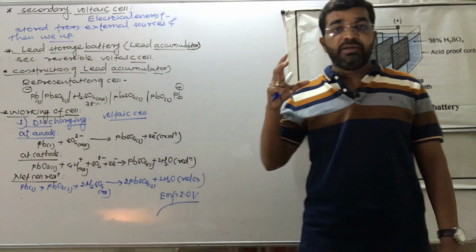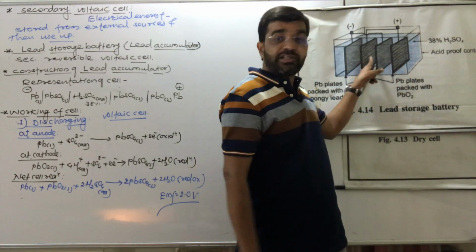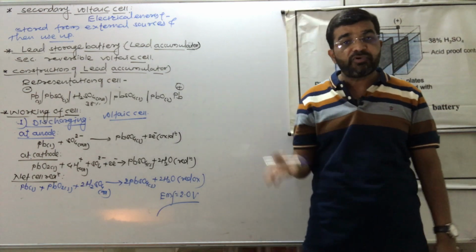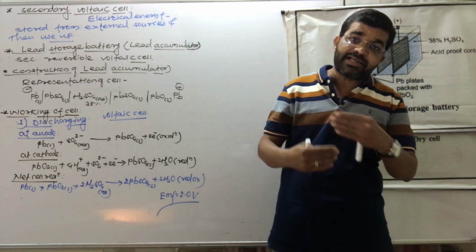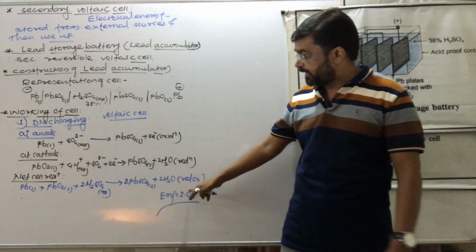EMF of the lead storage battery of one cell is 2 volt. Here how many cells? 2 cells. One pair, second pair. So that is the 4 volt. So if you multiply the cells, the voltage also gets multiplied.